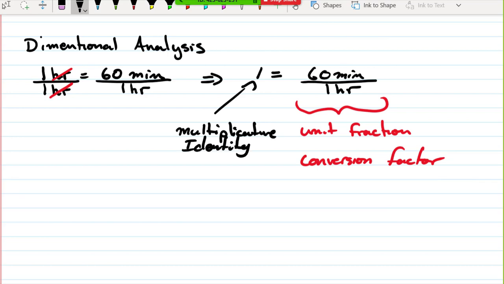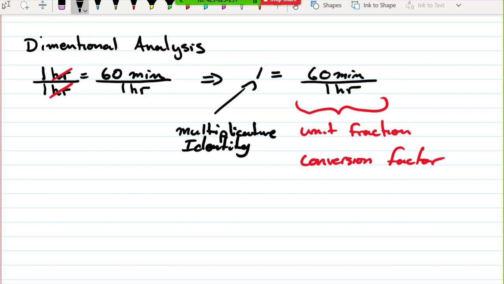And that's just our fancy way of saying, well, what happens when you multiply something by 1? Well, what's 1 times 2? 2. What's 1 times 3? 3. 1 times x is x for every value of x. So when we multiply something by 1, it doesn't change.